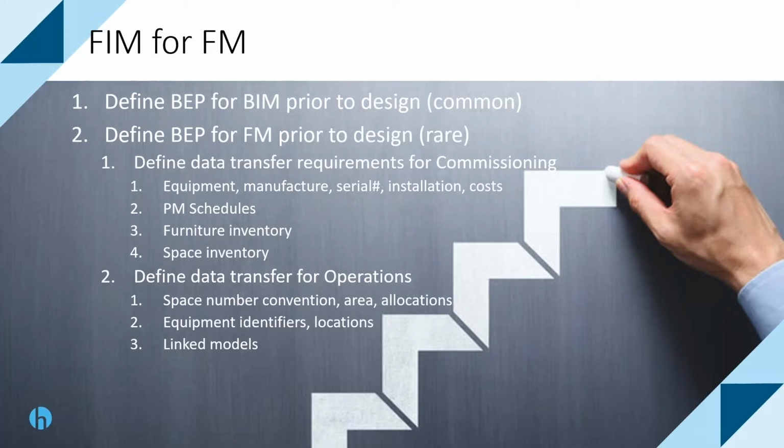So how do you get a facility information model? It means that not only do you have to define a building execution plan for BIM, and if you don't know what building execution plans are, make sure you look them up and do research on them, because there's some great documentation on them. But not only do you have to do one prior to design, which is common in BIM, but you also have to do one for facilities management. And this is where it gets rare.